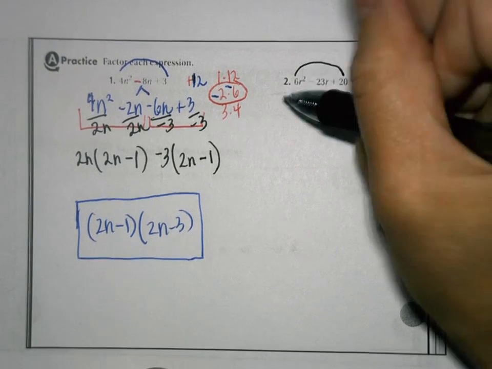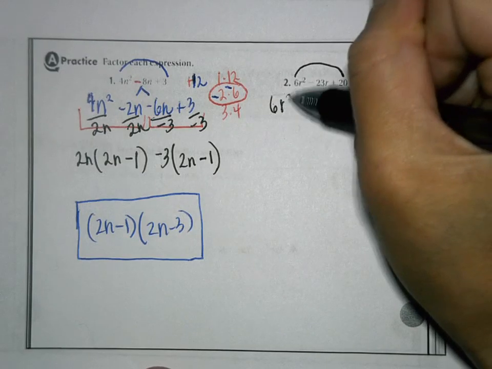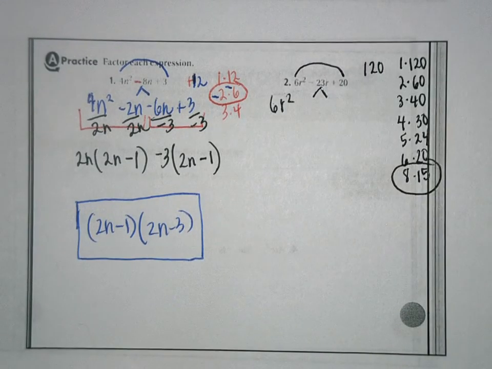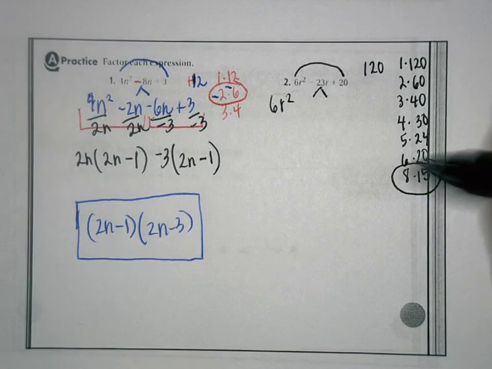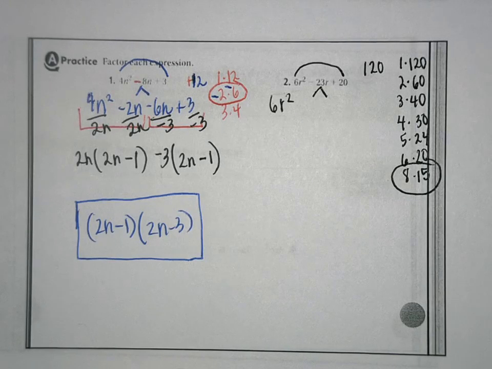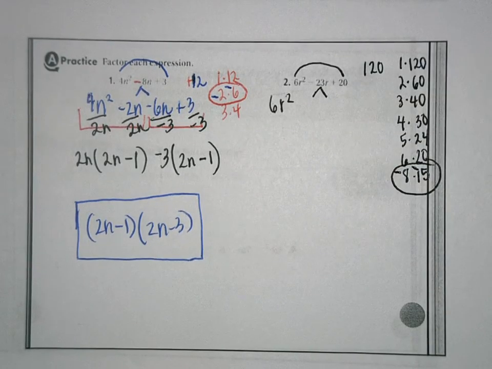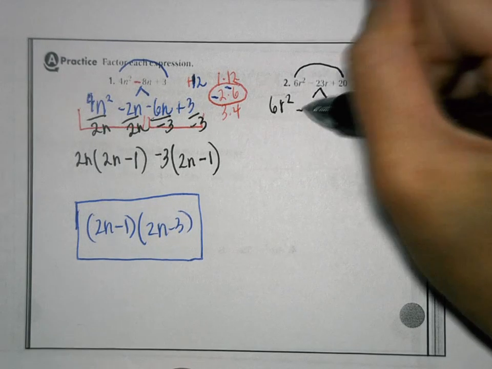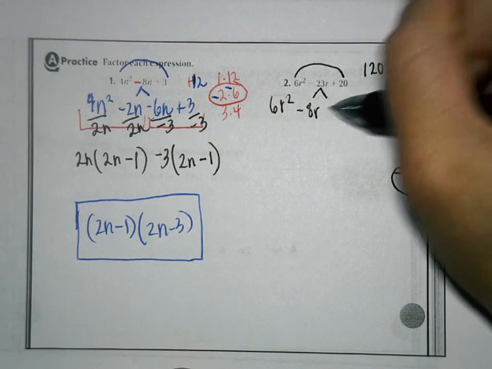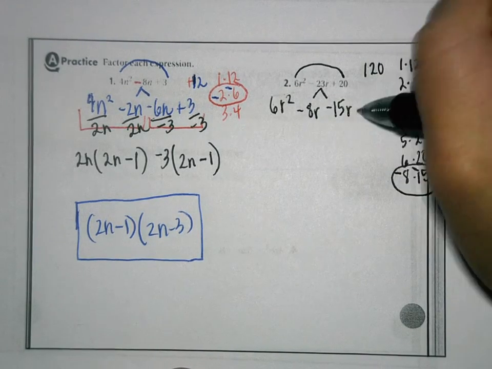So when I rewrite this now, I'm going to write this as 6r squared. And instead of negative 23r, what are we going to do? What do these signs need to be on this? Good. Both of them need to be negative in order for them to multiply and make a positive as well. So we write that as negative 8r and a negative 15r plus 20.